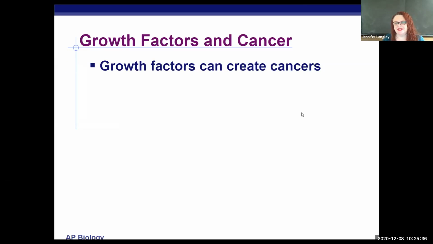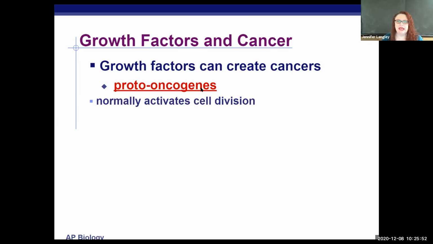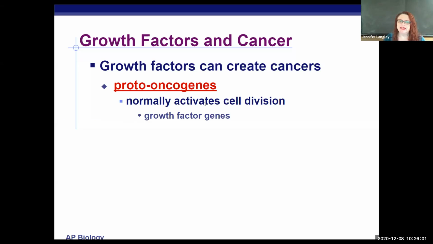Now, growth factors in cancer. Growth factors can create cancer. We have what is called a proto-oncogene. Proto means before, onco is cancer, and we know what a gene is. That's the part of the DNA. So it normally activates cell division. So proto-oncogenes say cells divide. It is a gene that gives us growth factors. They can become oncogenes if they're mutated.